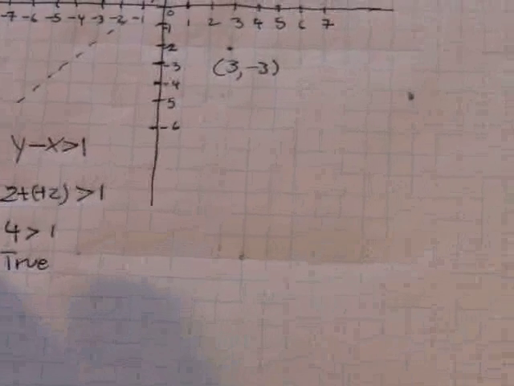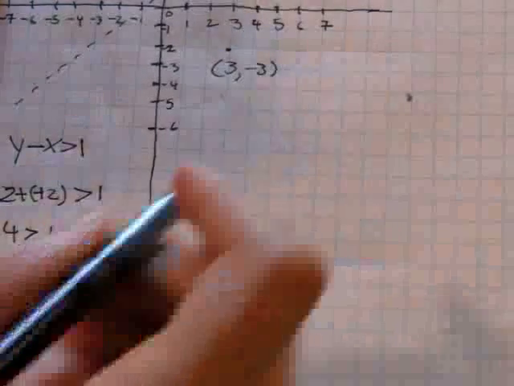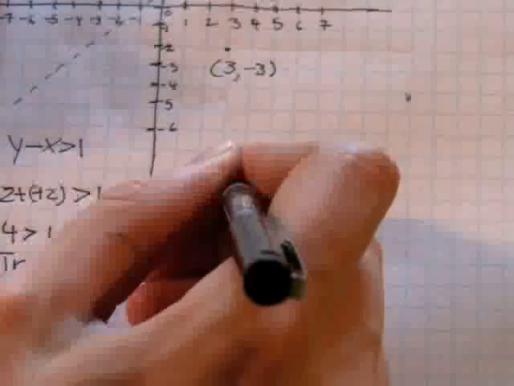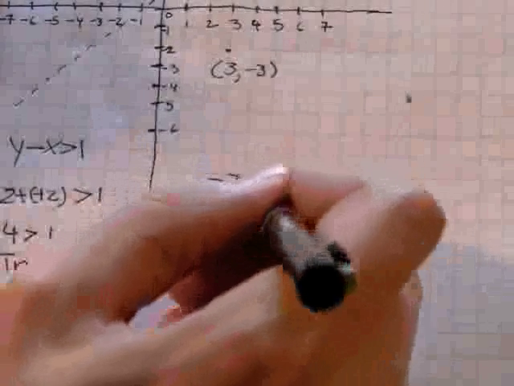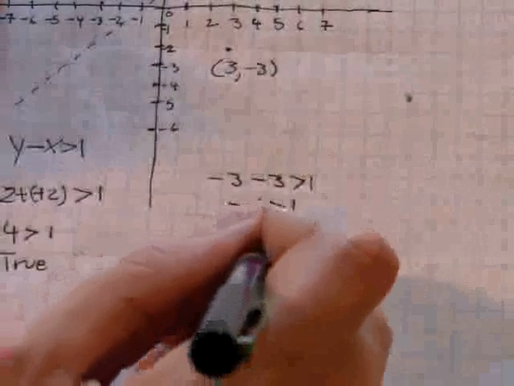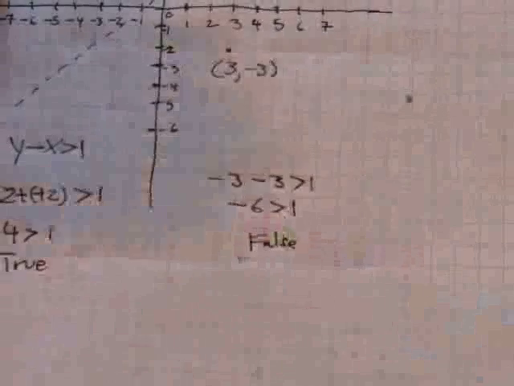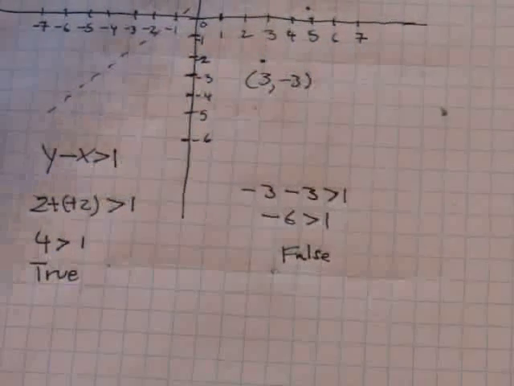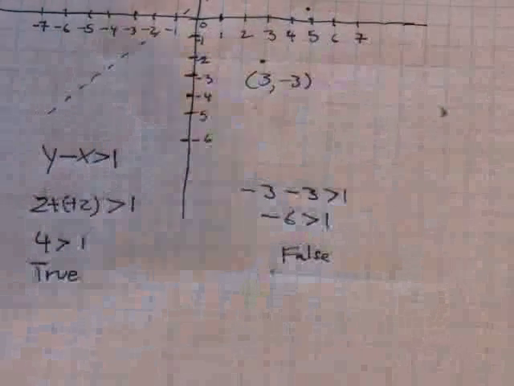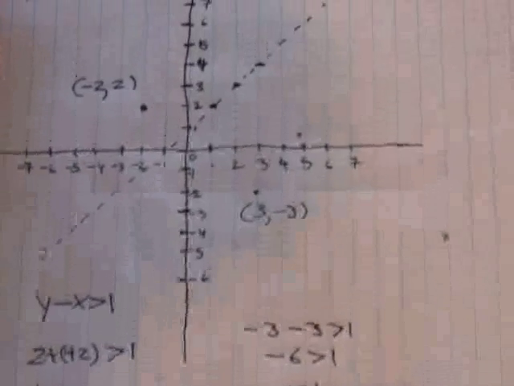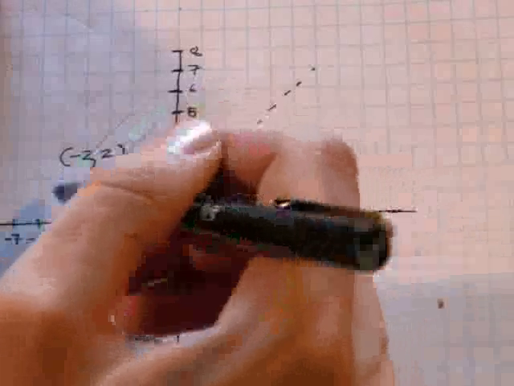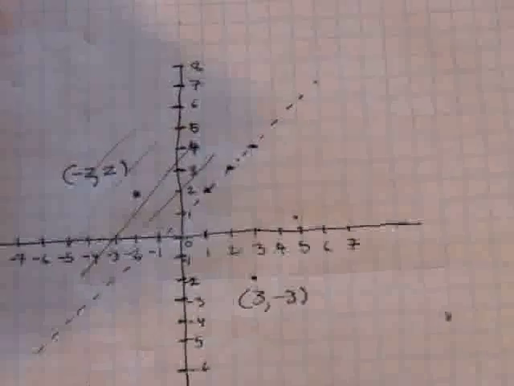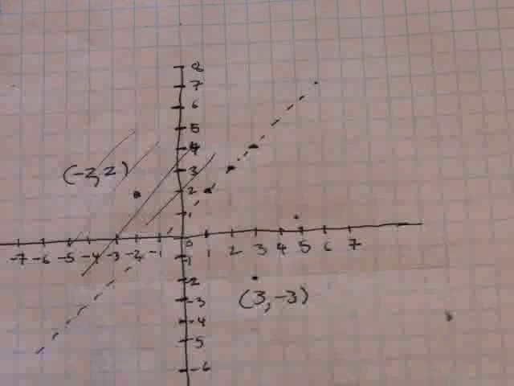Negative 3 for y minus positive 3 is greater than 1. Negative 6 is greater than 1. This is false. Okay, so we figured it out. The ordered pairs that satisfy this inequality are on the top half. So what you do is you just shade in the top half with a light pencil, and that's how you solve and graph the solution set.